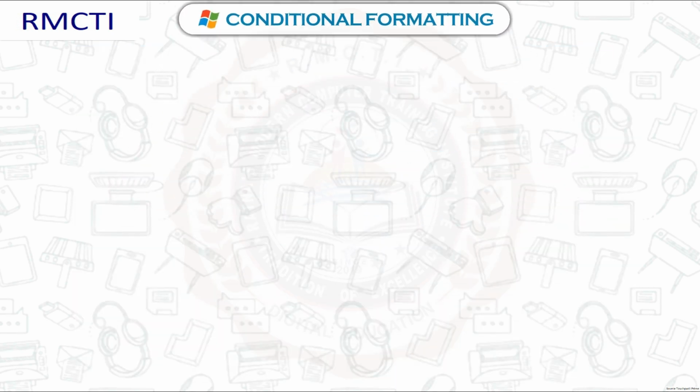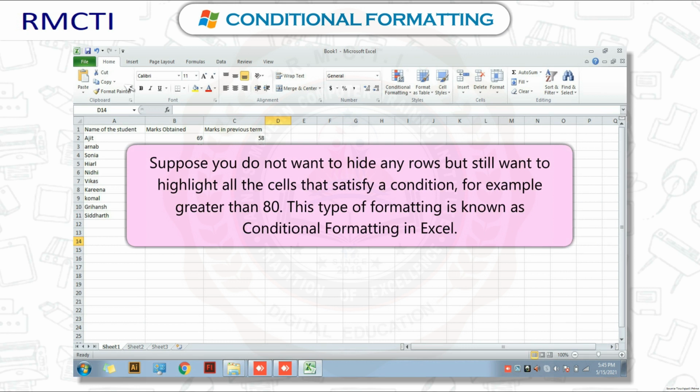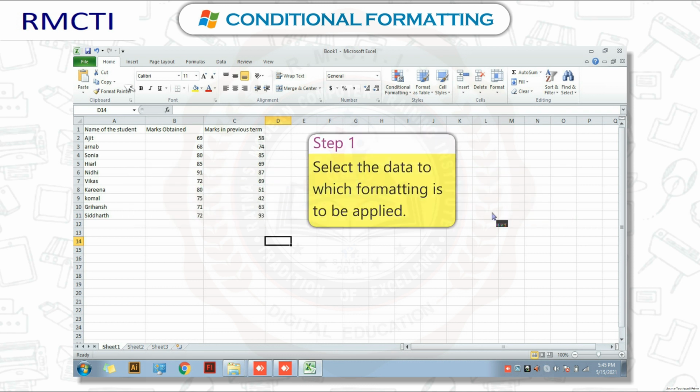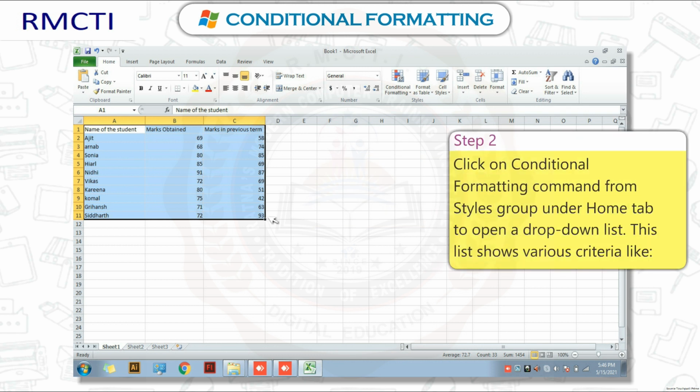Conditional formatting. Suppose you do not want to hide any rows, but still want to highlight all the cells that satisfy a condition. For example, greater than 80. This type of formatting is known as conditional formatting in Excel. To apply conditional formatting to a series of data, follow these steps. Step 1. Select the data to which formatting is to be applied. Step 2. Click on Conditional Formatting command from Styles group under Home tab to open a drop-down list.